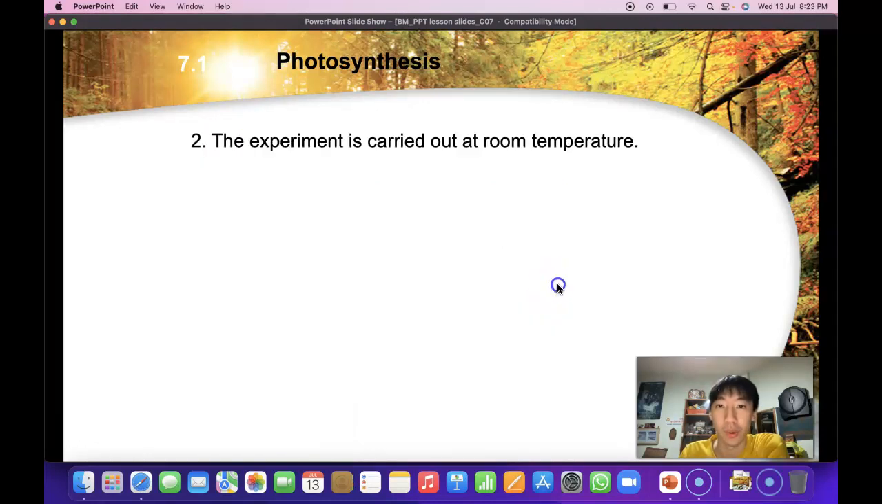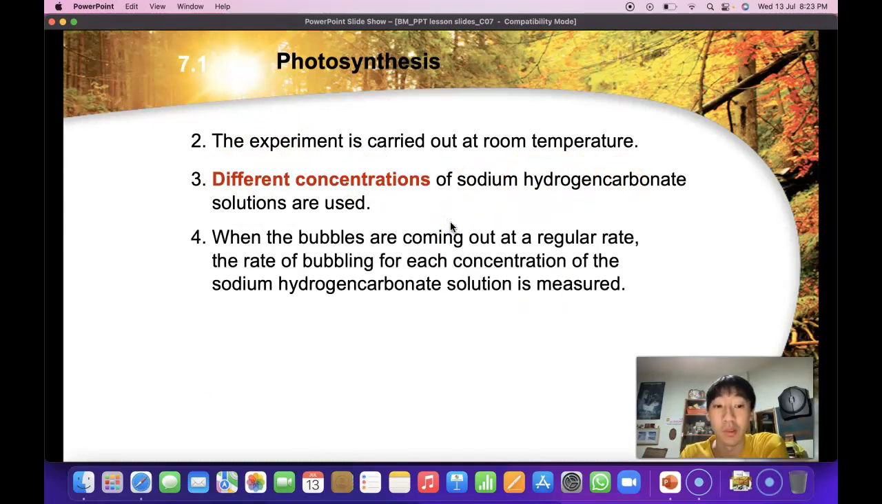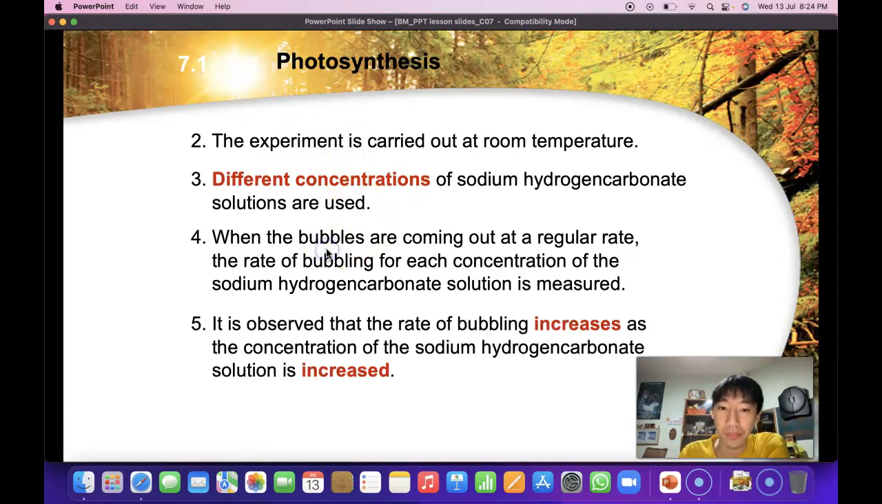Okay, so we use different concentrations of sodium hydrogen carbonate. You can say, for example, 0.1%, 0.2%, so on and so forth. Remember, we need 5 different key points, right? So 0.1, 0.2, 0.3, 0.4, 0.5, at least 5. Okay. So what we see is that when the rate of bubbling increases, then you see the oxygen bubble is likely because the concentration of sodium hydrogen carbonate has been increased.